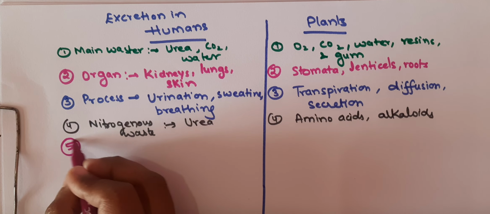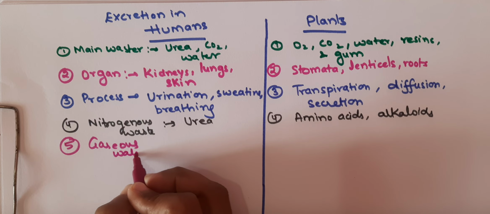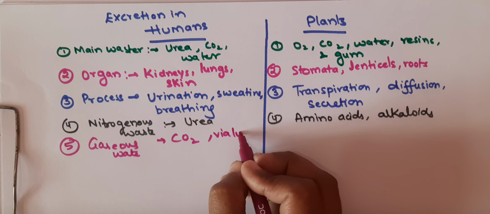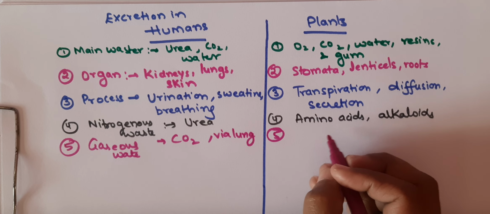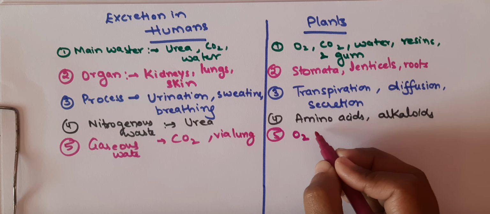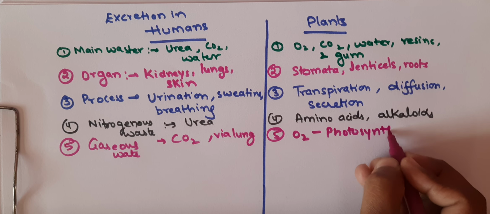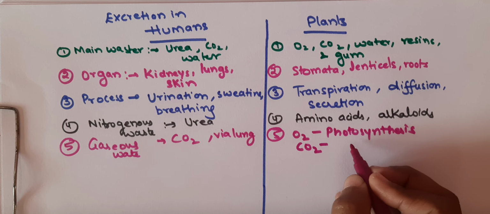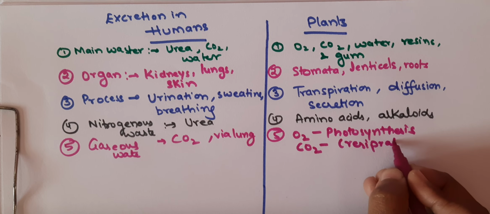Now if you talk about the gaseous waste, in the case of humans, it is carbon dioxide and it is released through the lungs. And if you talk about the plant, it will be oxygen, through the process of photosynthesis. Although the oxygen that is a waste for the plant is useful for us, and it is a must for our survival, and the carbon dioxide is released through the process of respiration.